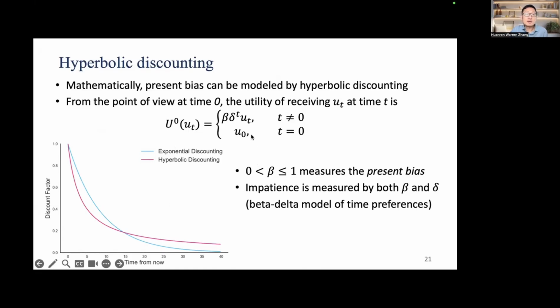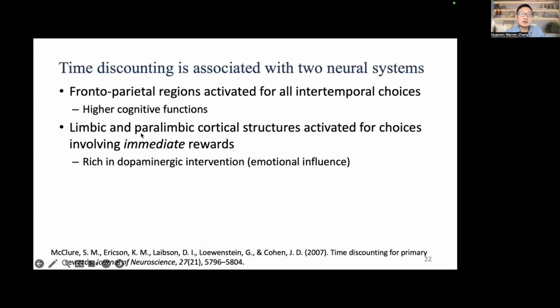So in this hyperbolic discounting model, impatience is measured by both beta and delta. Right? So that's why it's also called the beta-delta model of time preferences. And the discounted utility model is called the delta model of time preferences. So if we look at how our brain works when we make intertemporal decisions, time discounting is associated with a certain neural network.